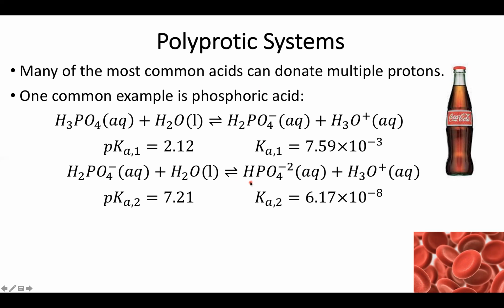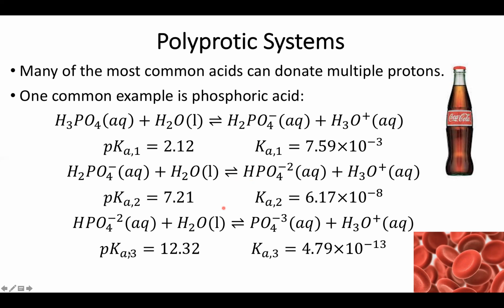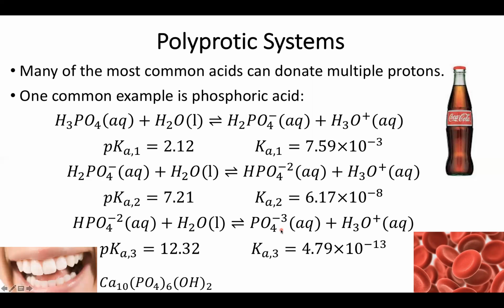Now, this monohydrogen phosphate can lose a third proton to form a third pKa that's going to be even higher. This means that this last proton really doesn't want to go, with a fairly low K. Now, you might be saying, well, okay, why do I care about phosphate? That looks like something that belongs in rocks. Well, your teeth are close enough to rocks, as phosphate is part of a mineral called hydroxyapatite.